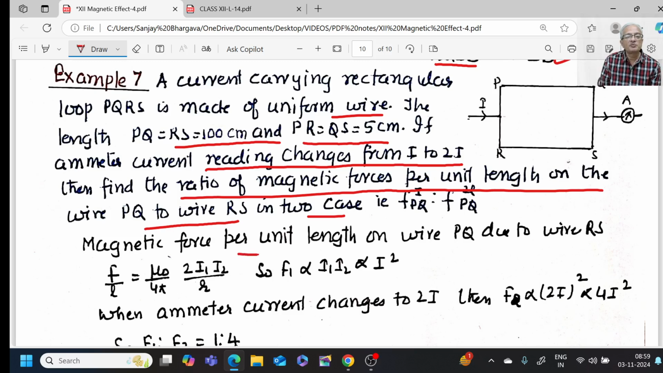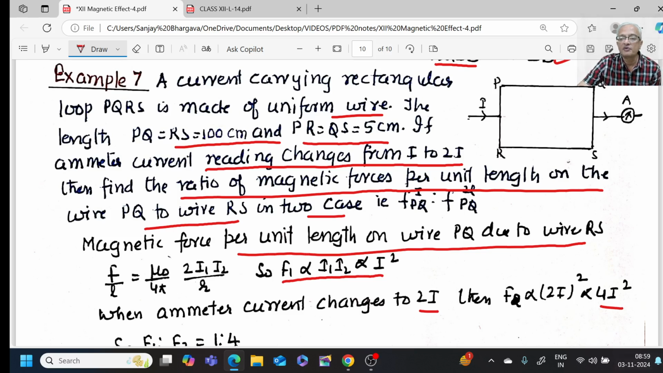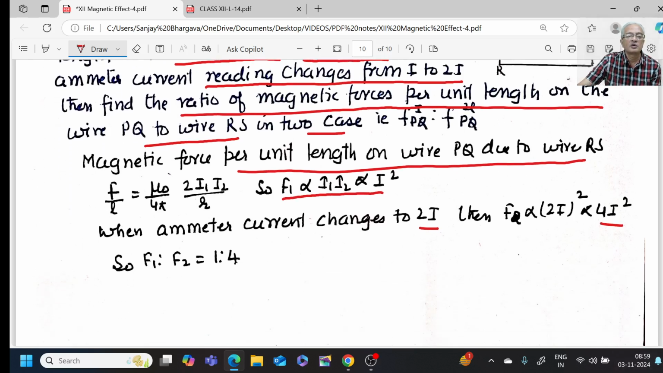So the magnetic force per unit length on the wire due to RS, F upon L, would be mu 0 upon 4 pi into 2 I1 I2 upon R. So F must be proportional to I1 I2, and in the first case proportional to I square. When the current changes to 2I, then the force F2 would be proportional to 2I whole square, that is 4I square. So what is the ratio F1 upon F2 equal to? That would be equal to 1 upon 4.